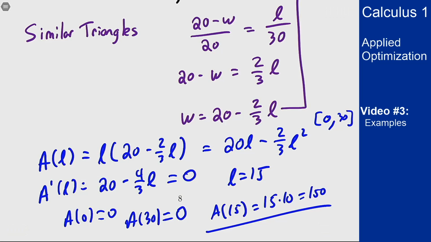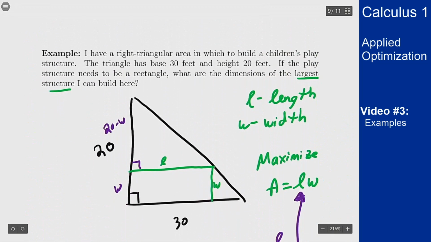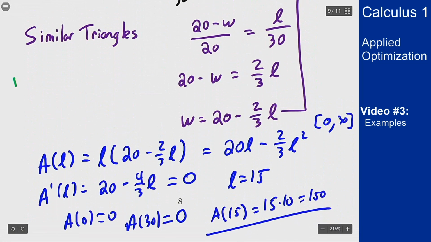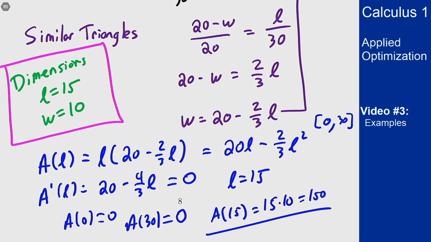Now, what does the problem want? The problem wants the dimensions of the largest structure. The dimensions are L equals 15, and plugging that into W, W equals 10. And that's how you find the dimensions of the largest structure in this particular problem.